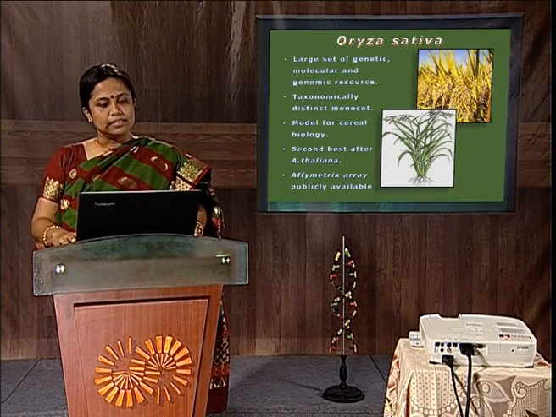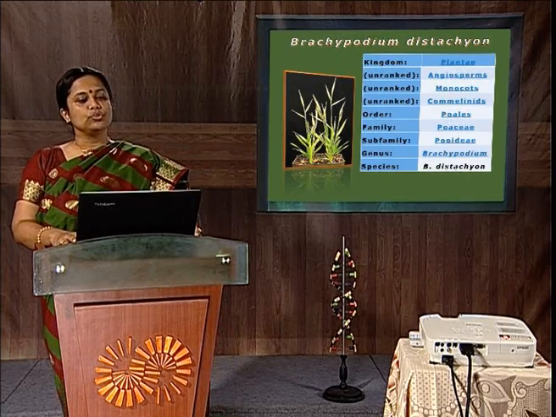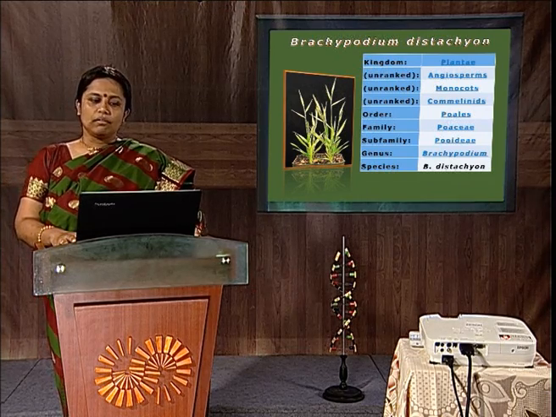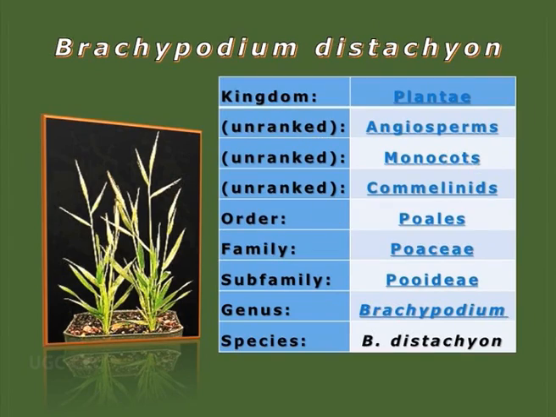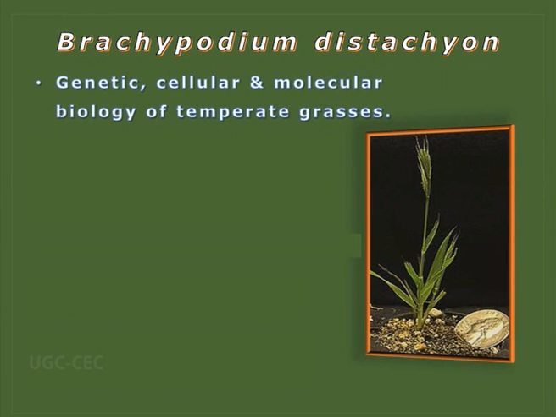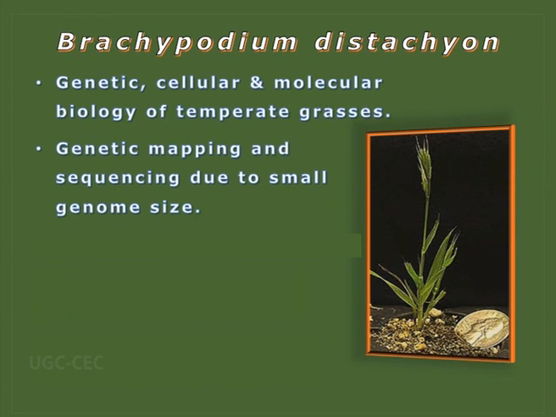Now we are coming to Brachypodium distachyon. It belongs to the order Poales, family Poaceae, genus Brachypodium and species Brachypodium distachyon. Why is it chosen as a model plant? It is used to study the genetic, cellular and molecular biology of temperate grasses. It is also used for genetic mapping and sequencing due to its small genome size.